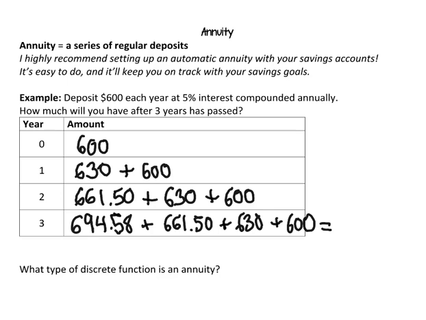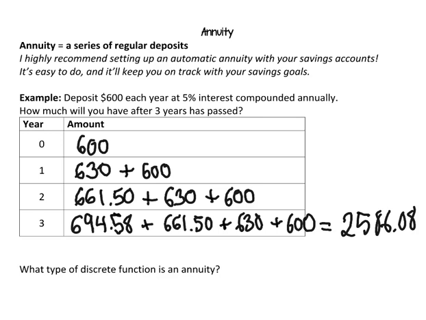So by the time you're in year 3, you'll have all of this, so we can add that all up. Our 694 plus the 661.5 plus the 630 plus the new 600 that you just deposited, and by your third year, you have $2,586.08 here.